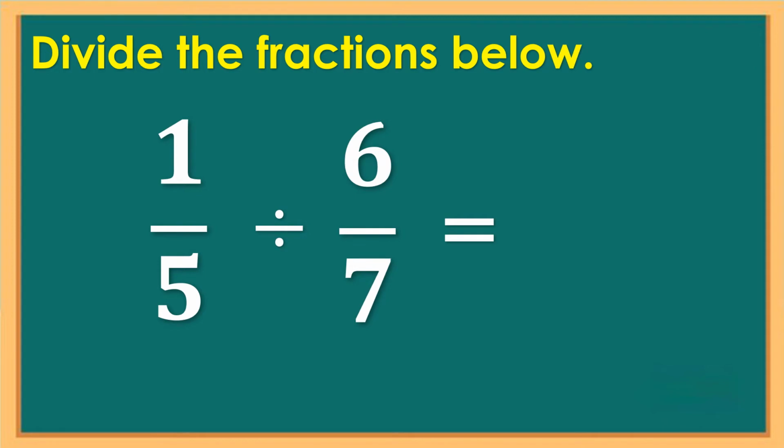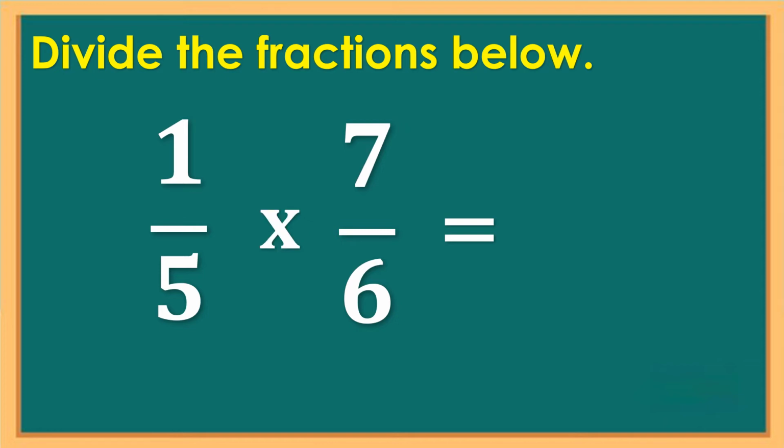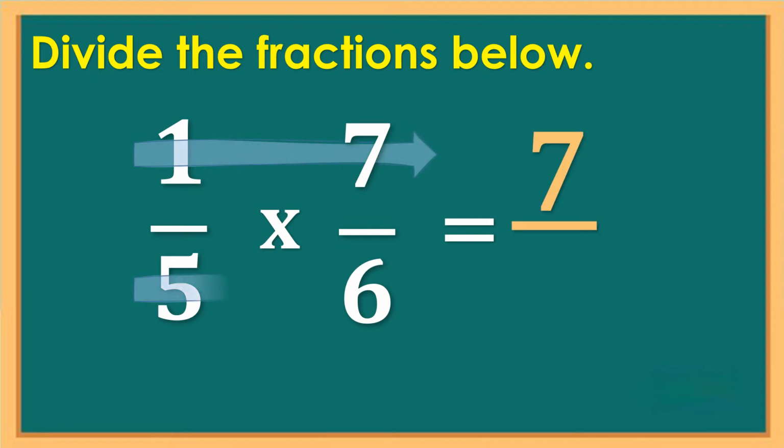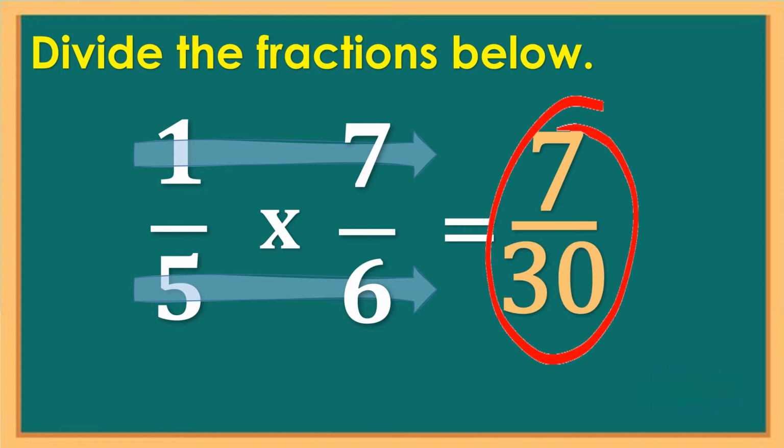1/5 divided by 6/7. Let us have the reciprocal of 6/7, which is 7/6. Then let us change the division sign to multiplication sign. Instead of dividing, we will multiply. 1 times 7 equals 7. 5 times 6 equals 30.